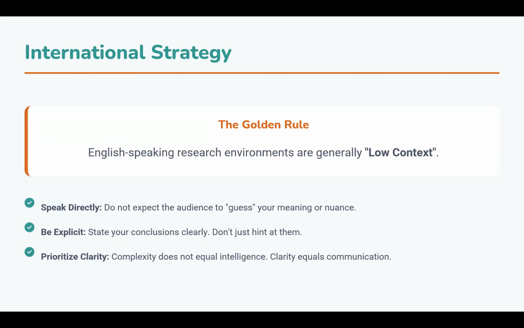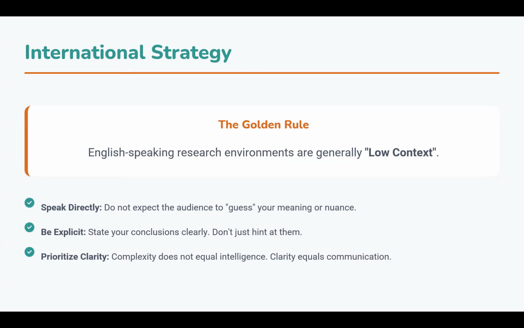The golden rule is English-speaking research environments are generally low context. Low context in the sense they are less sensitive to your cultural backgrounds. For them, when you are speaking to them, keep in mind that you speak directly, right? Never ever guess your audience to be known to you. So don't leave a gap between your infield expertise and their outfield non-familiarity with your topic, right?